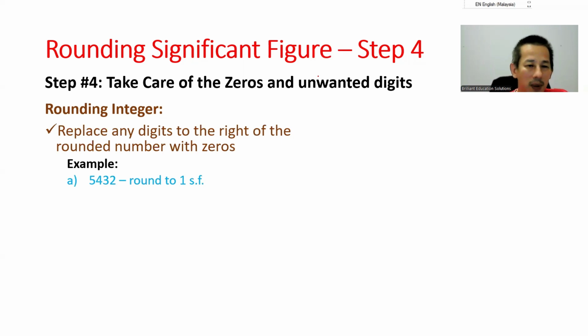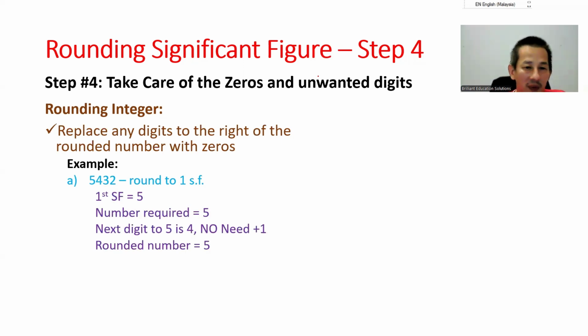Now look at this example. Same number, 5432. We round to one significant figure. We know that the first significant figure is 5, so the number required is 5. Next to the 5 is 4, so you don't need to add 1. And the rounded number is 5. So what will be your answer? This is a whole number.